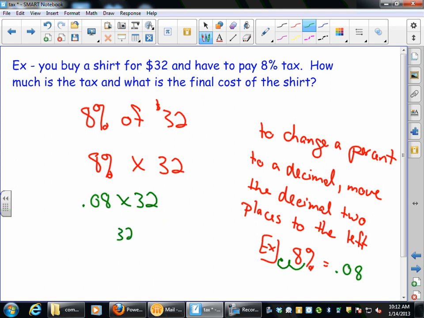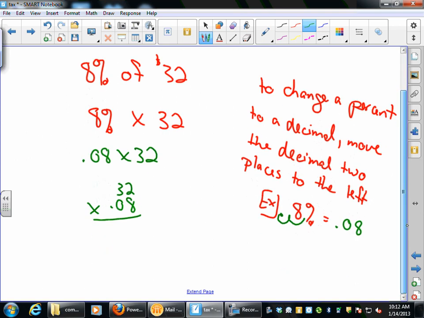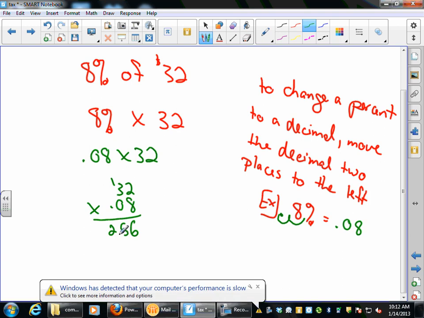So remember, when I'm multiplying with a decimal, I multiply like normal. 8 times 2 is 16. 8 times 3 is 24, plus 1 is 25. And then remember, to figure out where the decimal goes, I have to count up the number of decimal places in the two numbers I multiplied together. There's no decimal places in the 32. There's 2 in 0.08. So my answer needs to have two decimal places. So I'm going to make this 2.56.